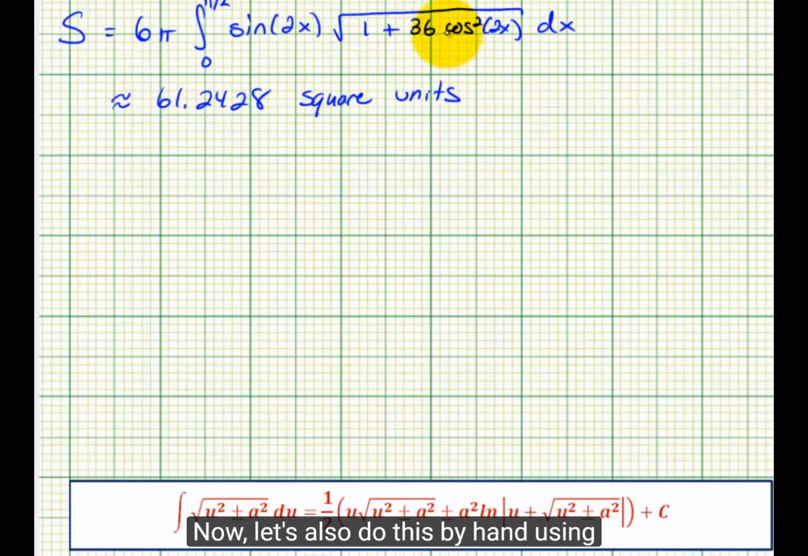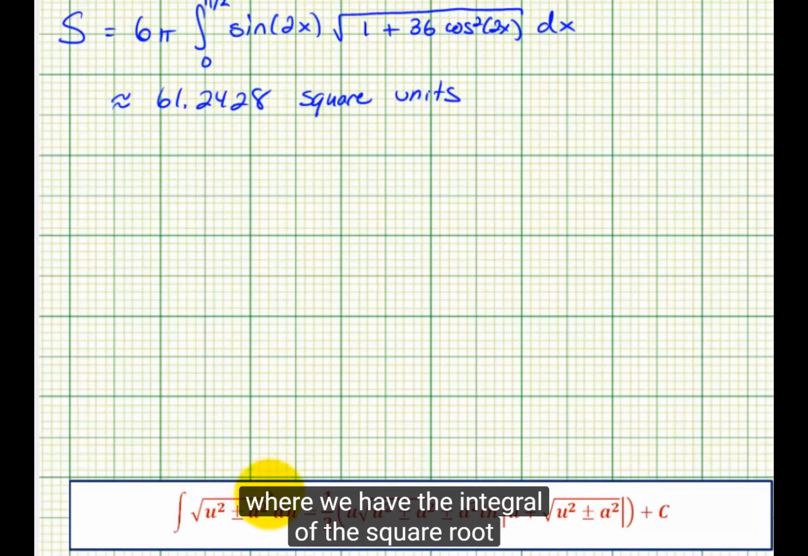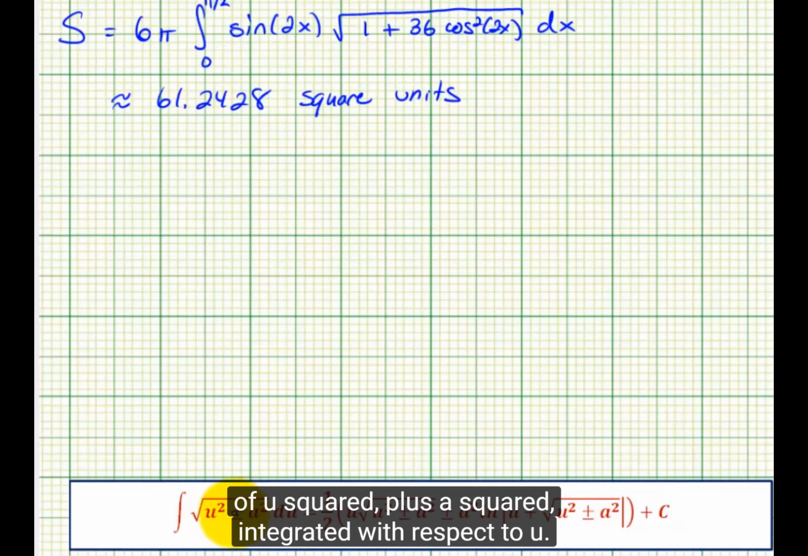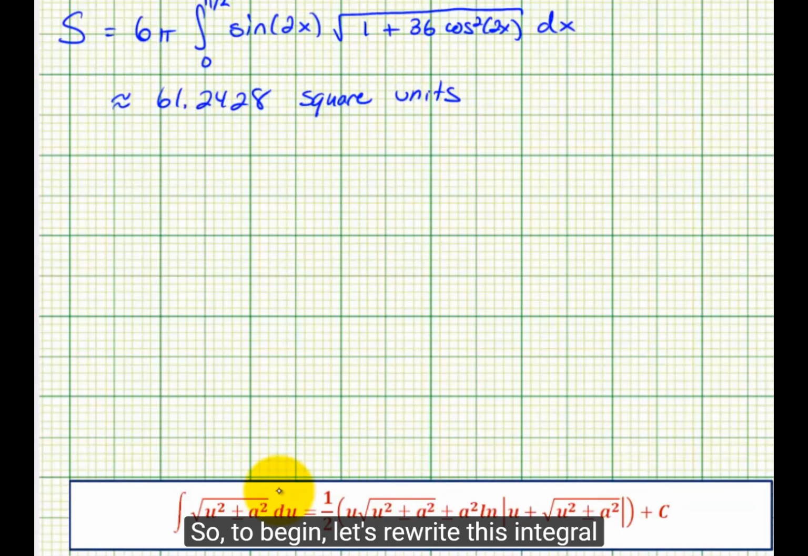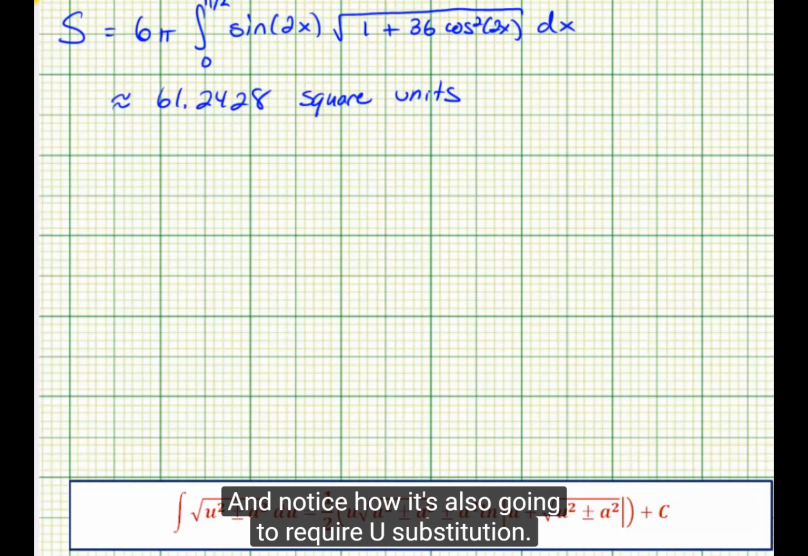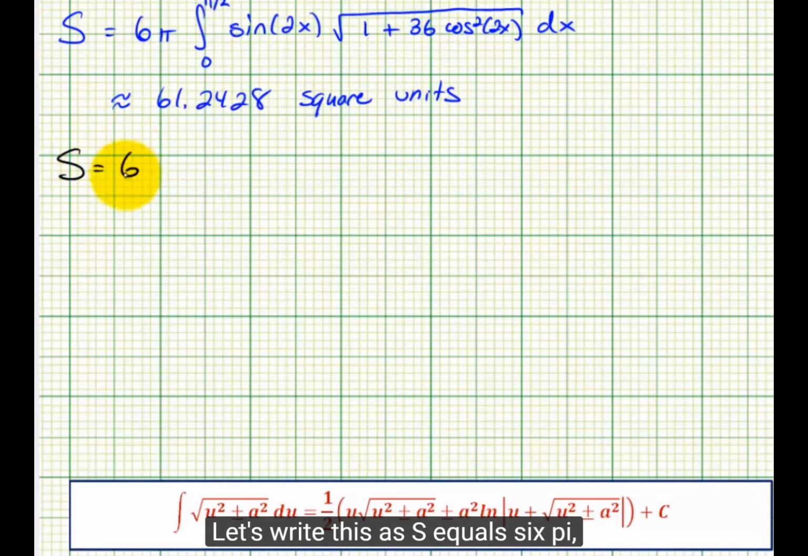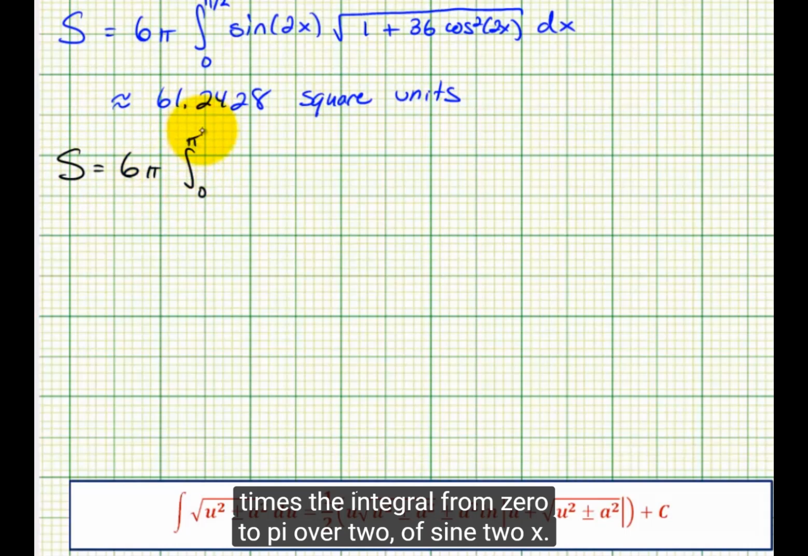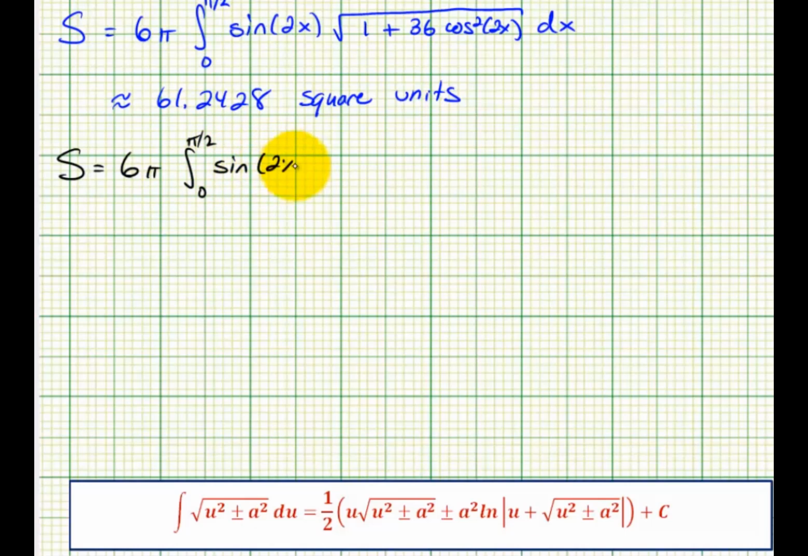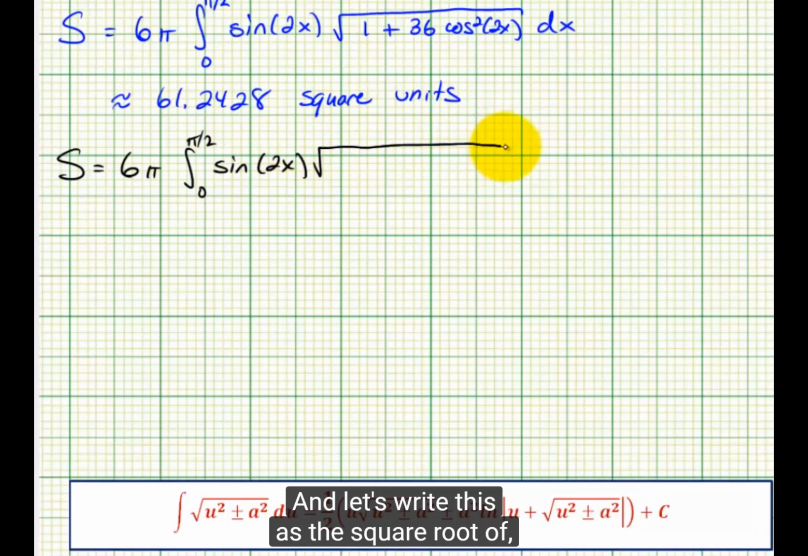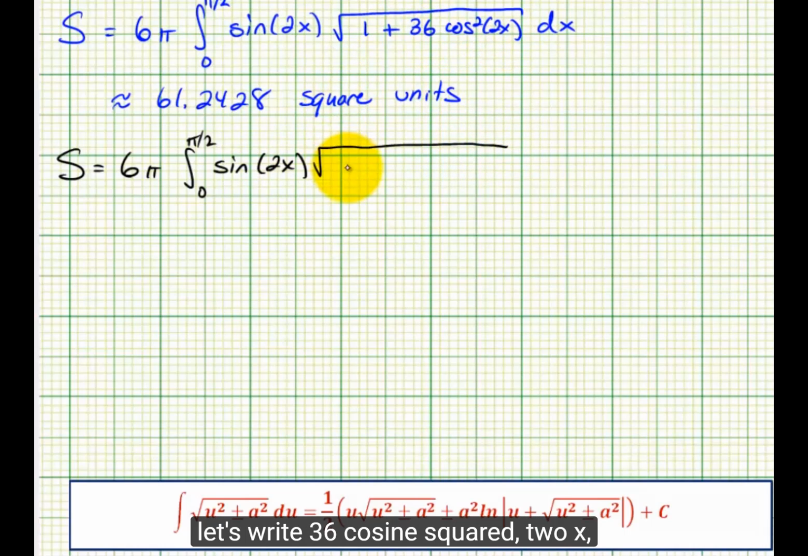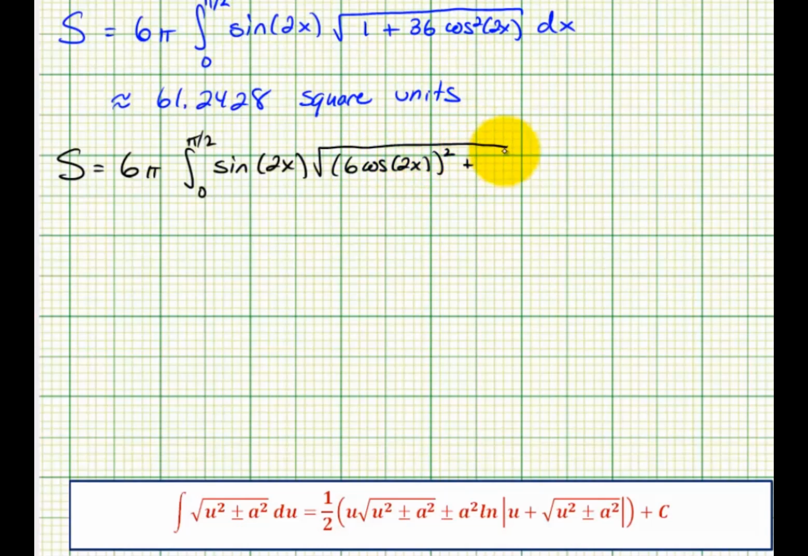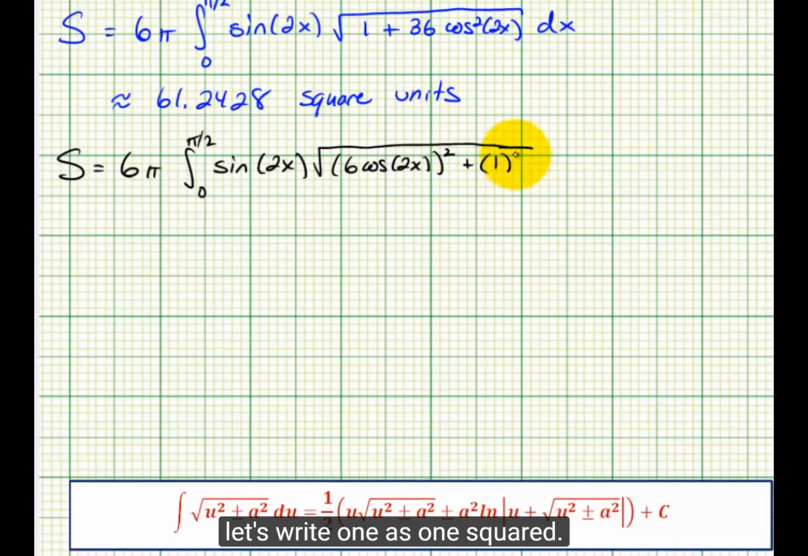But now let's also do this by hand using the integration formula given here below, where we have the integral of the square root of u squared plus a squared integrated with respect to u. So to begin, let's rewrite this integral to better fit this form. And notice how it's also going to require u substitution. Let's write this as s equals 6 pi times the integral from 0 to pi over 2 of sine 2x times the square root of, let's write 36 cosine squared 2x as 6 cosine 2x squared plus, let's write 1 as 1 squared.